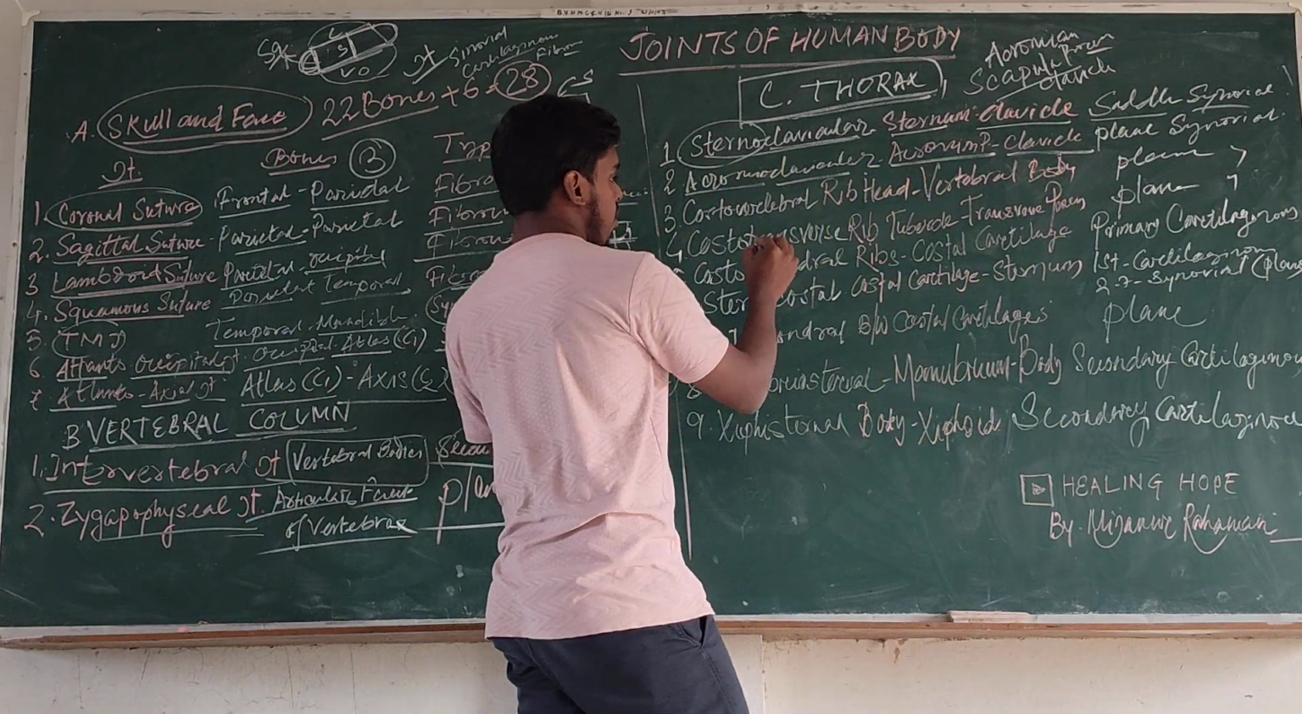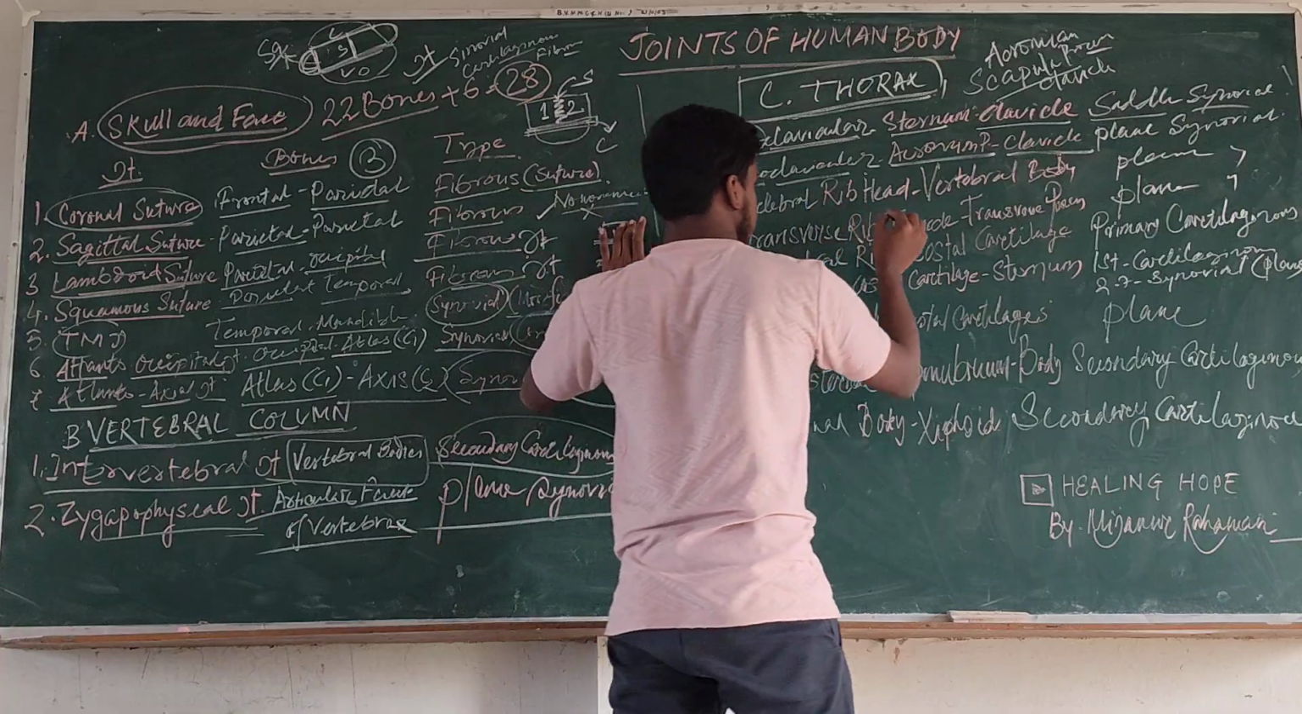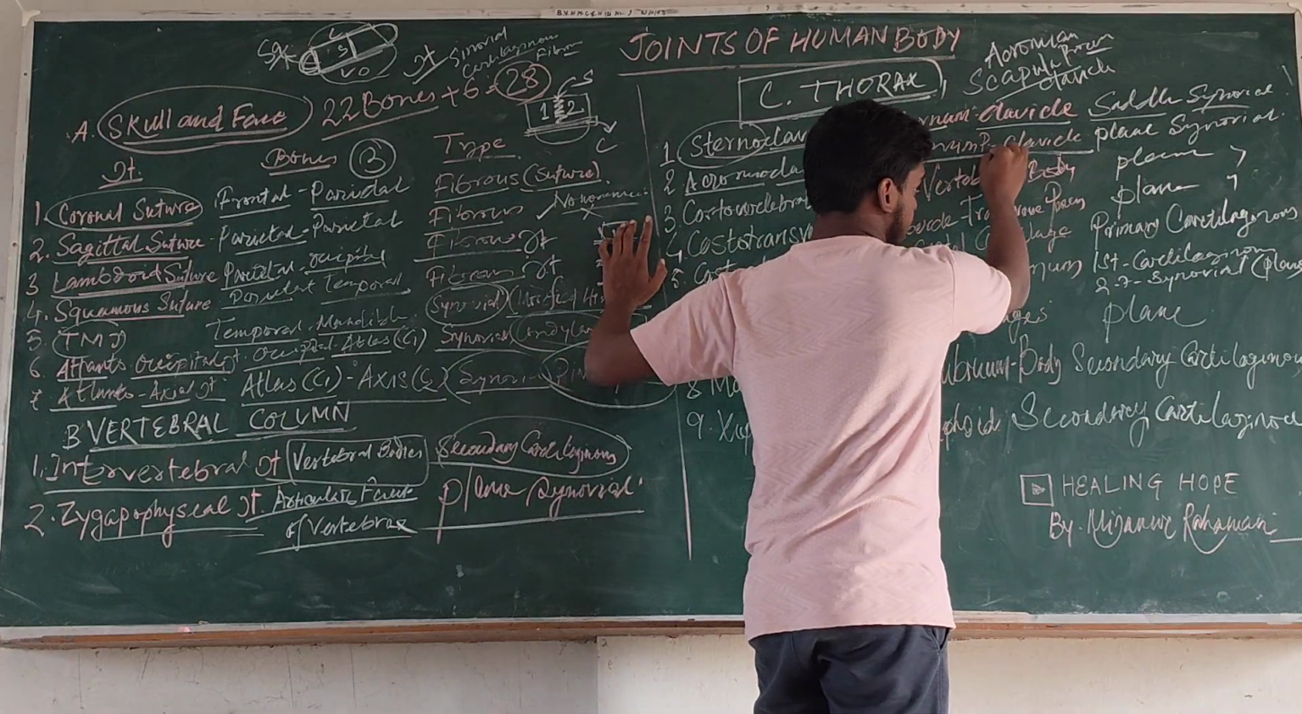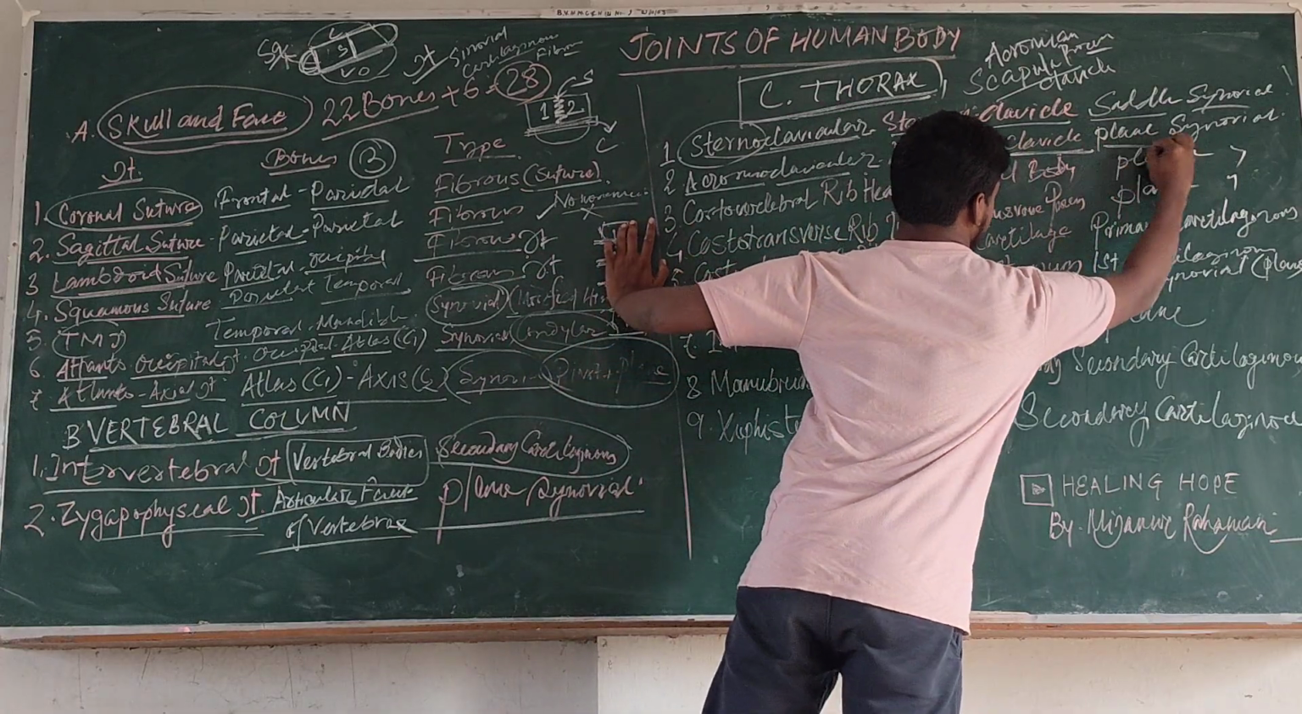So this is the joint, that is the acromioclavicular joint, formed by the acromion process of the scapula and the clavicle. This is a plain synovial joint.